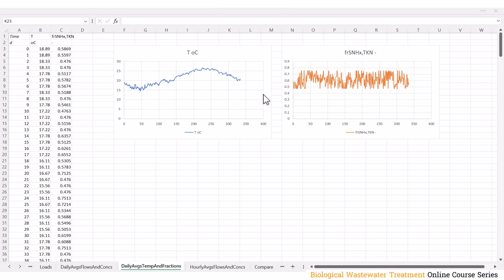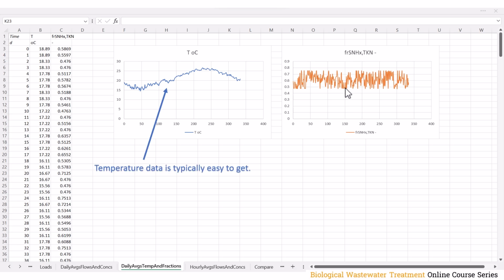So we can see here the temperature varying from 15 degrees Celsius up to 25 degrees Celsius. So we want to capture that in the model. And then also over here, this parameter that's labeled FR-SNHX, TKN. This represents the fraction of the TKN in the influent that's ammonia. So at any given time, you can see throughout the year that this fraction varies from about 50% up to 75%.